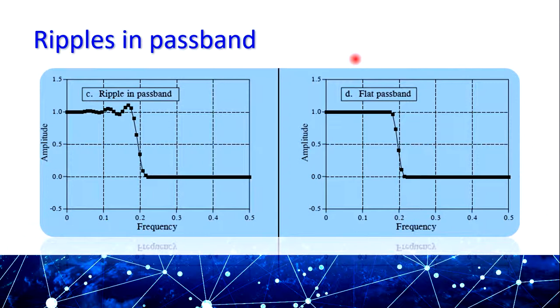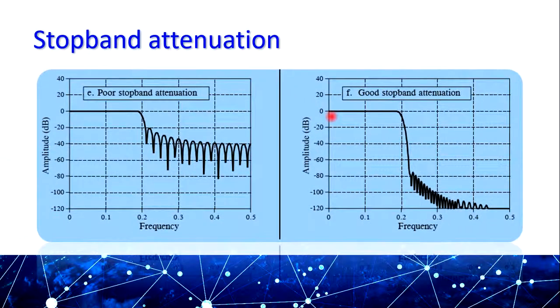Ripples in passband attenuation. As I talked, there should be a flat passband. As you can see, this is the passband and there are ripples in the passband. This filter will have poor performance as compared to the second one, which has a very flat passband. The passband is the band of frequencies where the filter allows the signal to pass. The third parameter in frequency domain is stop band attenuation.